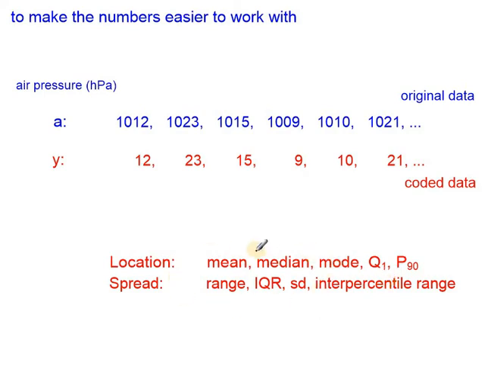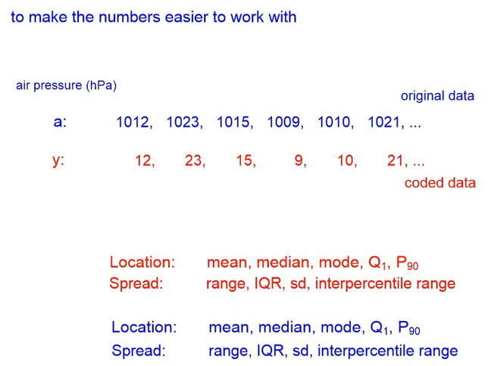And you're doing all of these calculations on the coded data, and they should be easier than doing the same calculations on the original data, because the numbers are easier to work with. And then finally, you undo the coding to work out your measures of location and spread for the original data.